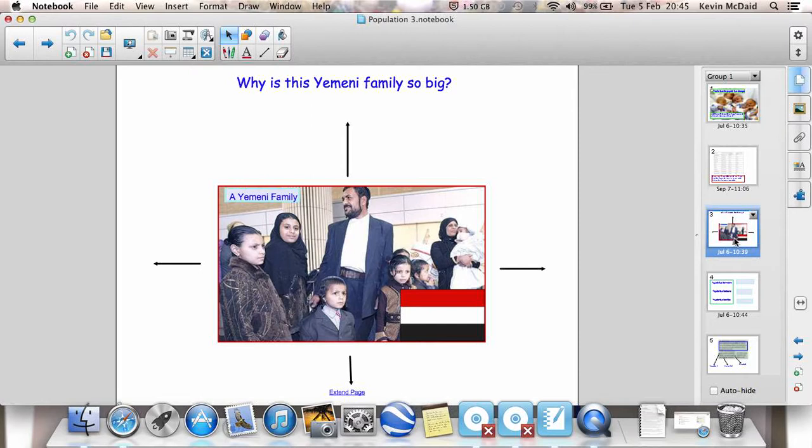Now, also in a lot of LEDCs, they need a lot of children later on in life, particularly if they're farmers, particularly if they are living in rural areas of some countries, because children, when they grow up, or even when they get into their teens, are going to help on the farm, going to help to produce more food and more crop. Sometimes the reasons are cultural.